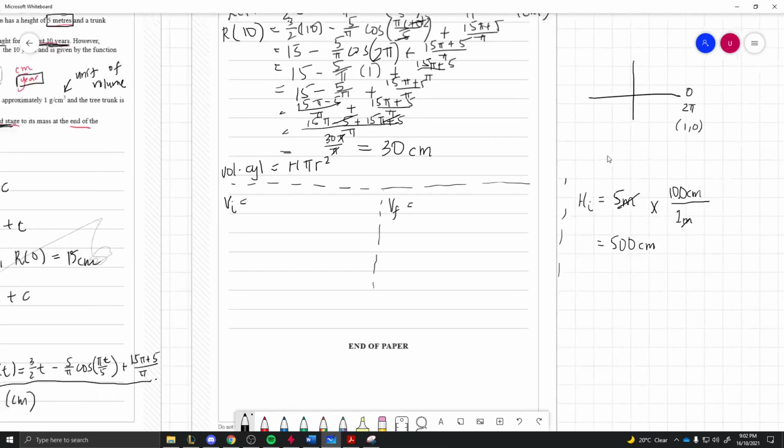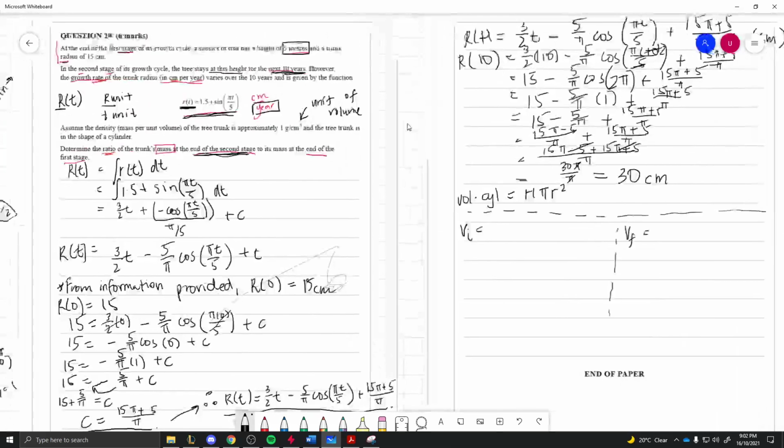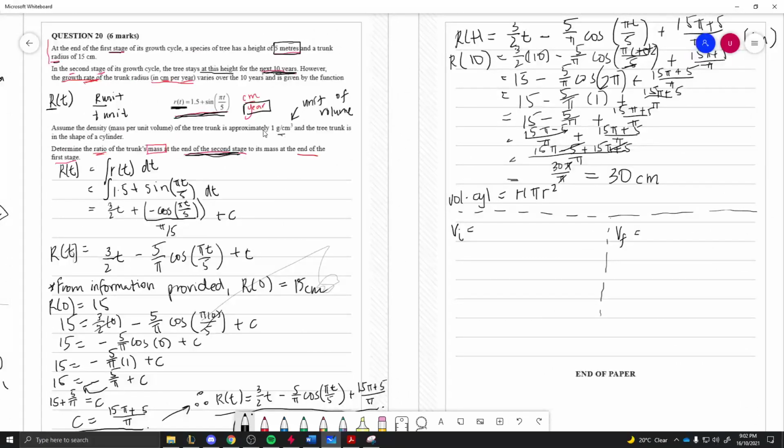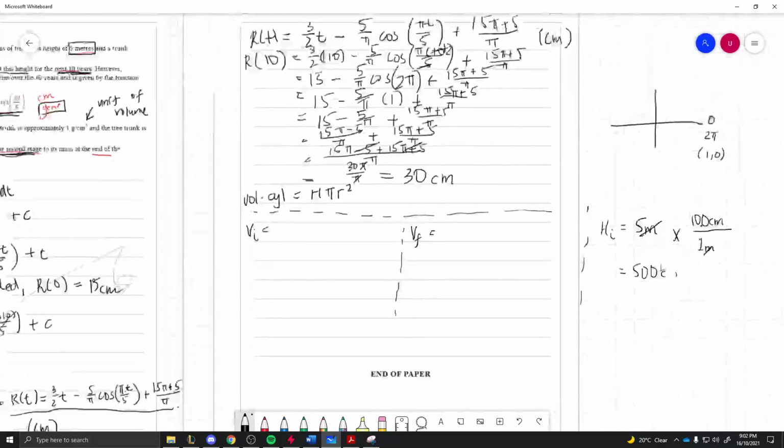And the reason we're converting to centimeters and not to meters, because we could easily convert the radius to meters, is because this is given in centimeters cubed. So we want to be using centimeters. After we've done that, remember, the height stays the same across both the cycles, it's only the radius that changes. So V initial is going to be h, which is 500 centimeters.